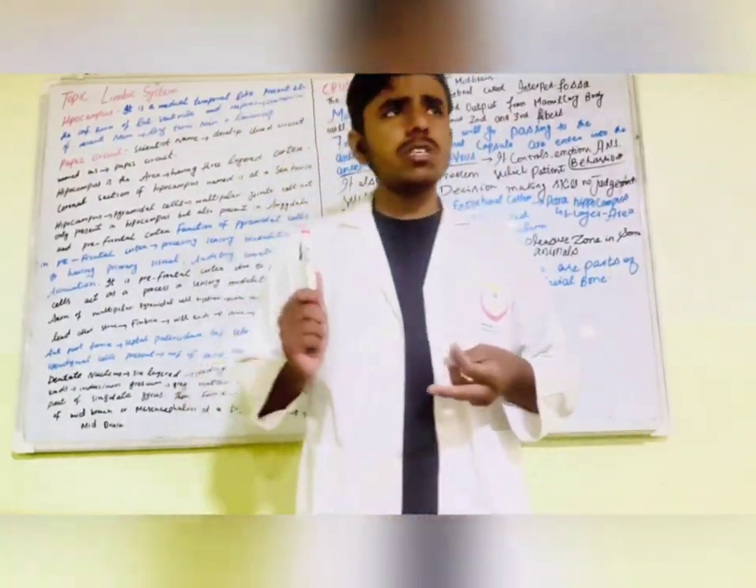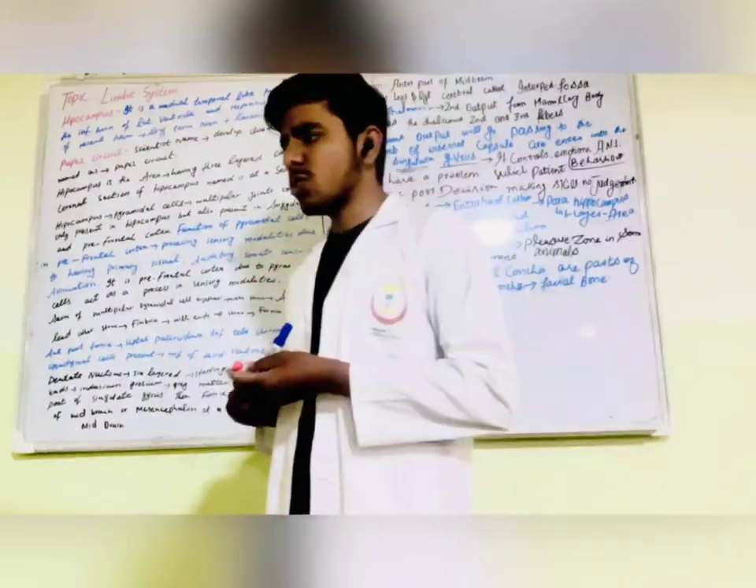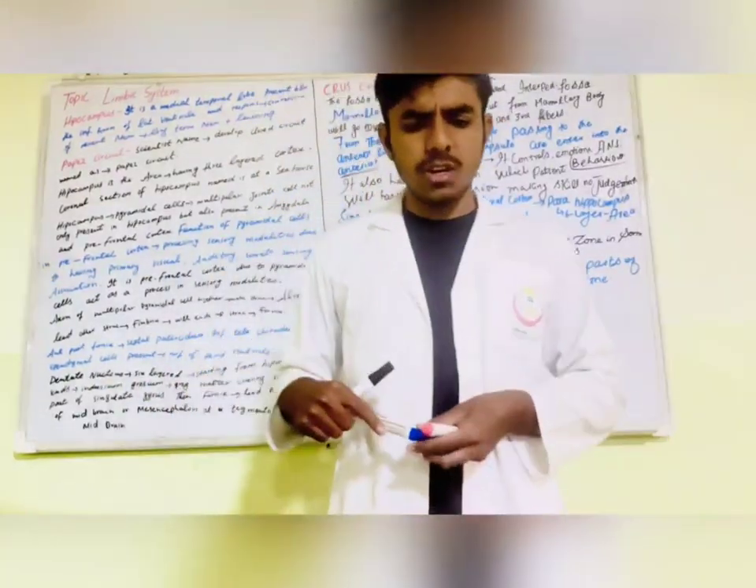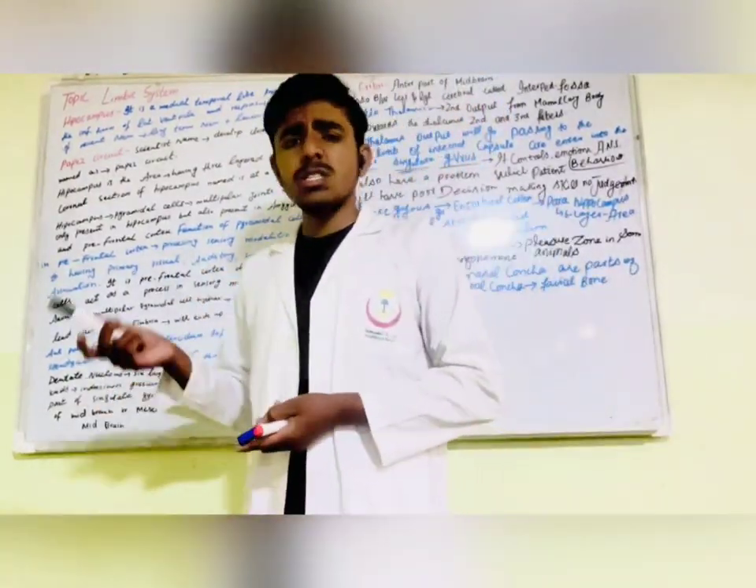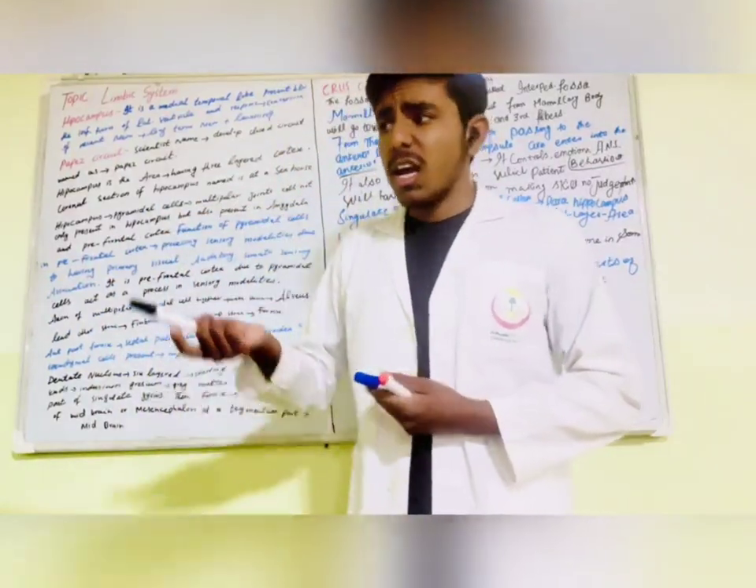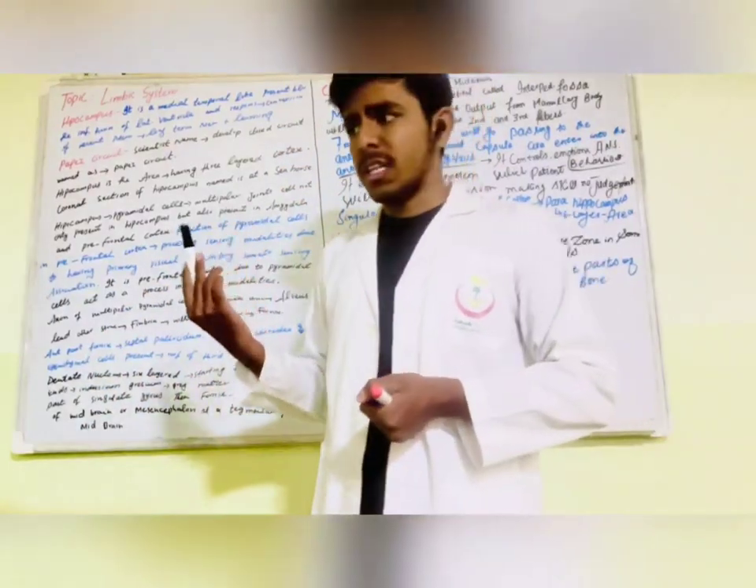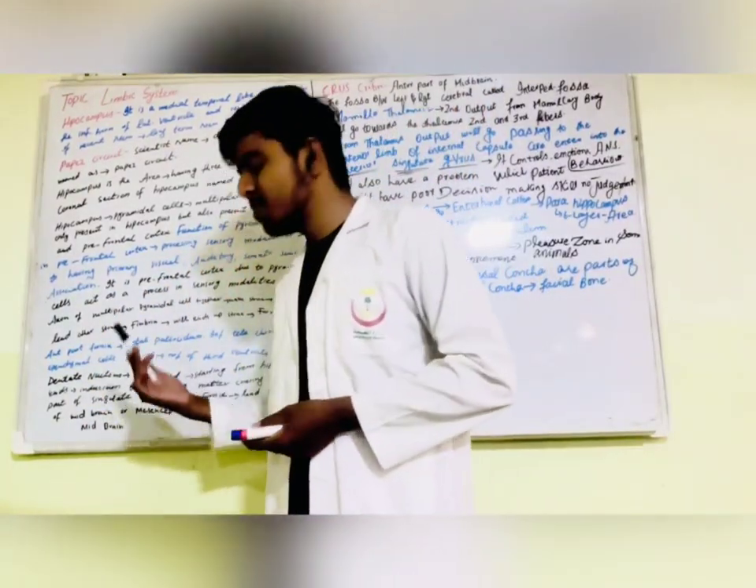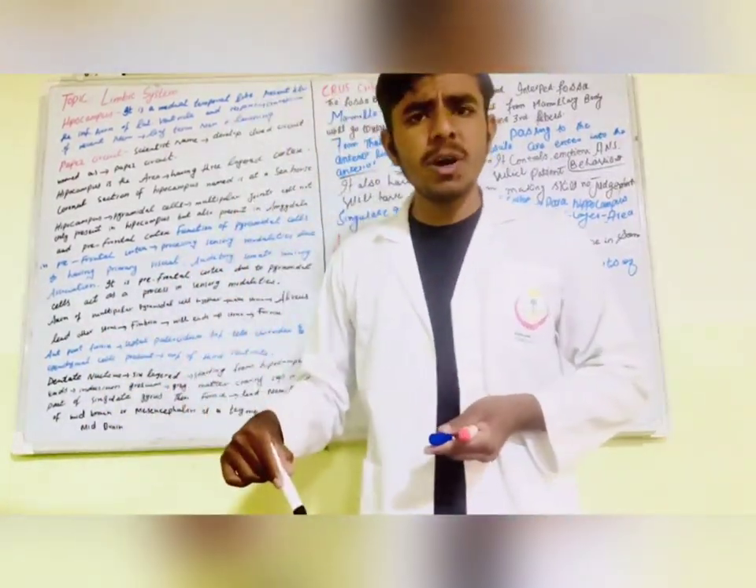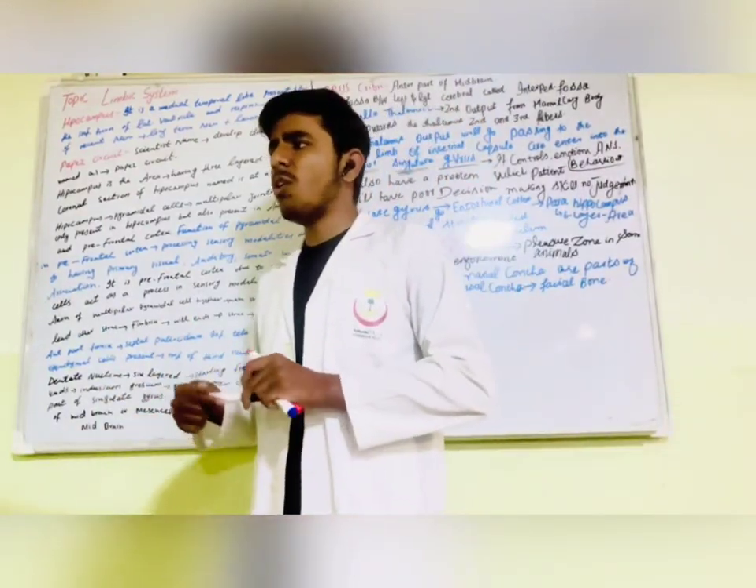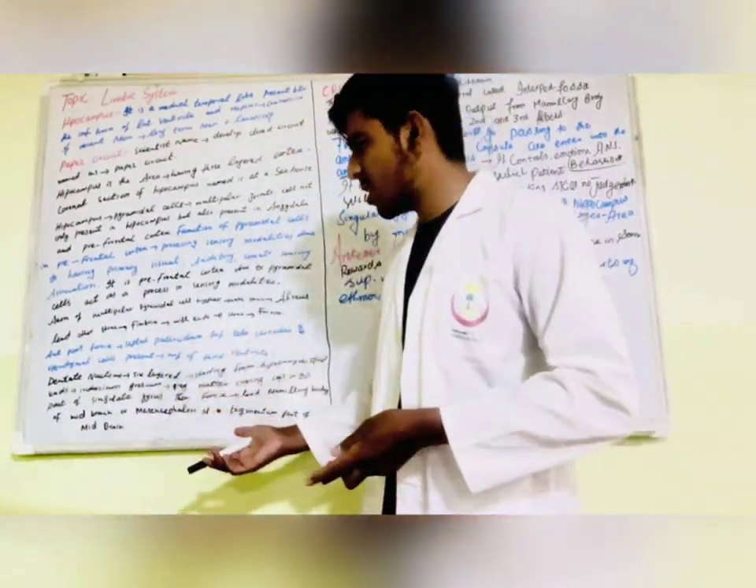First of all, we discuss the tectum. The tectum consists of the superior colliculus and inferior colliculus. The superior colliculus is responsible for vision and the inferior colliculus is responsible for hearing. Then we have the tegmentum, also known as the central part of the midbrain. It consists of the red nucleus and substantia nigra.